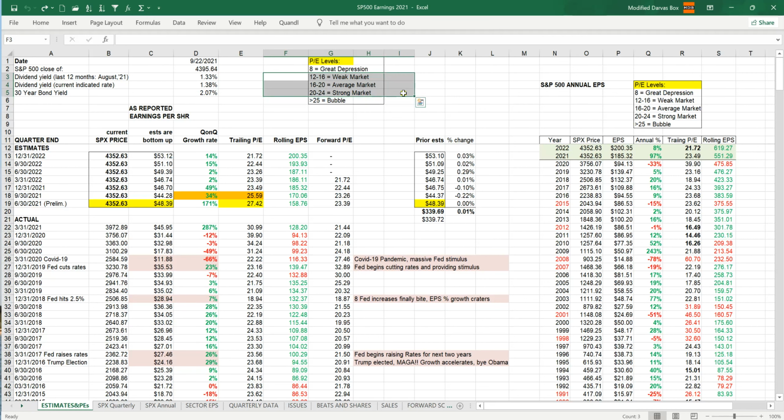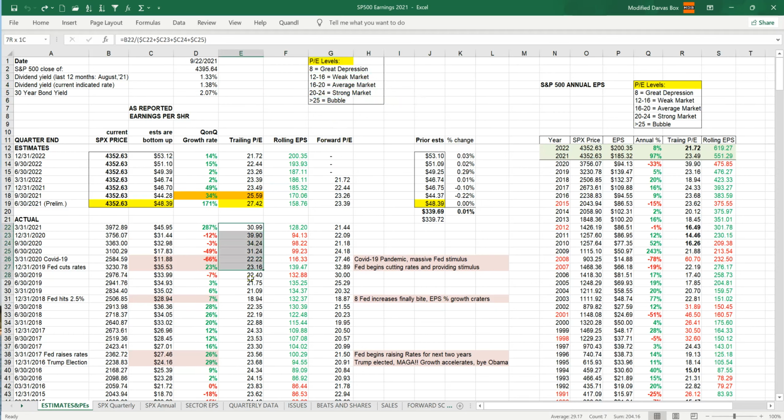So I think we could have pretty much agreed that the market is still generally very strong. 23 puts it at a strong market level. And then you get into 16 to 20, that's average. 12 to 16, that's kind of weak. And things are going pretty bad if you're at 12 to 16. Usually we want to stay in this range right here, from 16 to 24.